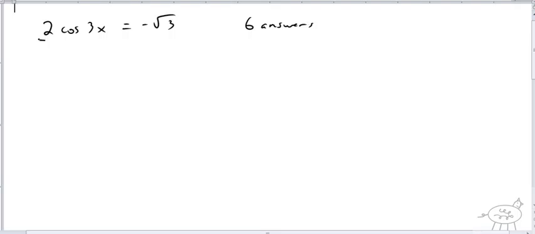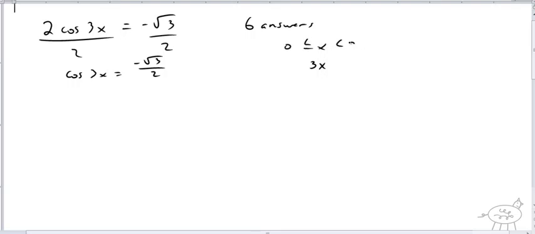Okay, I'm going to divide both sides by 2. So cosine of 3x equals negative root 3 over 2. At this point here, I want you guys to understand that x is between 0 and 2 pi. So what does 3x have to be between? Well, let's multiply it by 3. So 3x has to be between 0 and 6 pi. And this is really helpful only because it helps me to know when to stop, doing my number of answers.